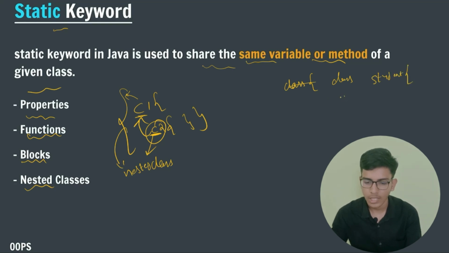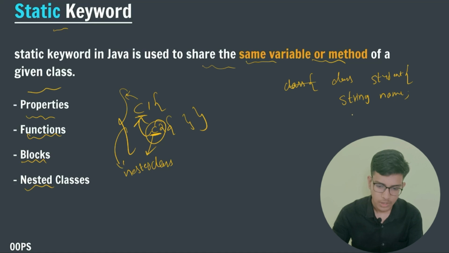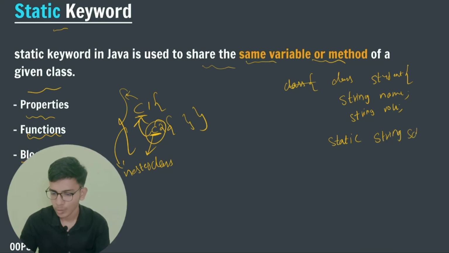In this I am writing string name, after that string roll number, after that static, I am making it as static string school name, right? After that here I am creating a function, that is void set name.